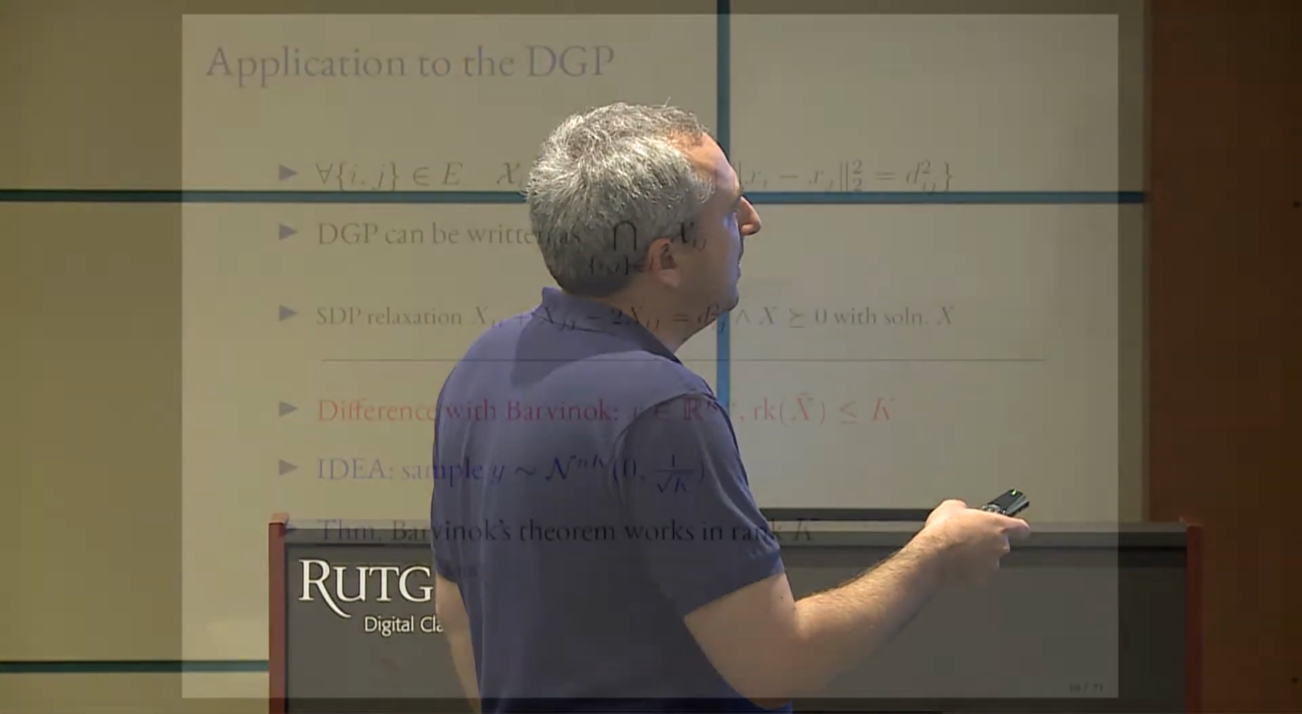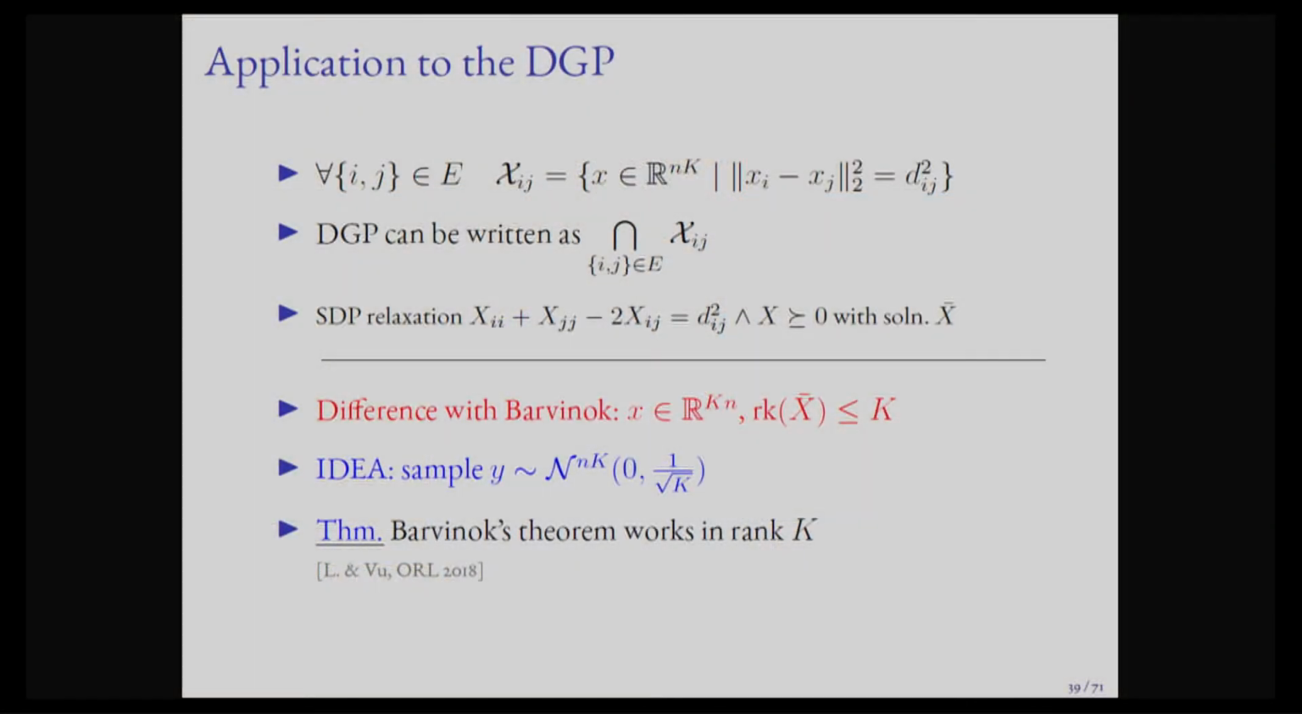And then we also improved on his result a little bit, but this is outside the scope of this talk. So anyway, the application to the DGP is that I have manifolds x_ij, each one of which is the satisfaction of a single constraint for each of the edges, and then the DGP can be written as this. Is this empty or not? This is the SDP relaxation, we've already seen it.